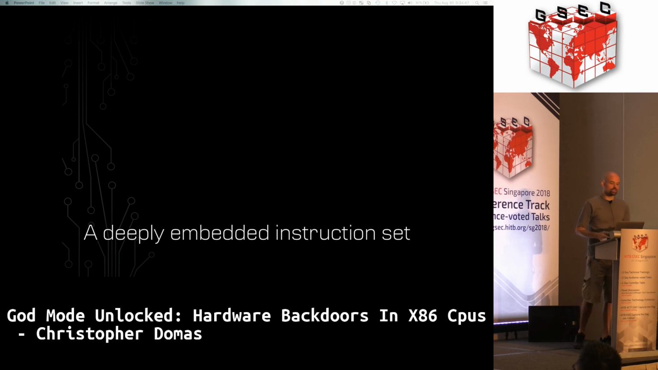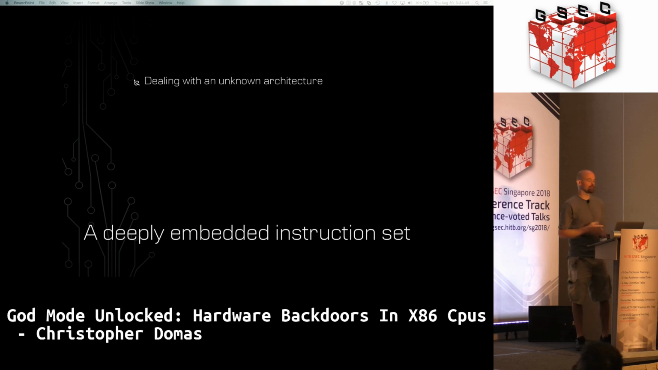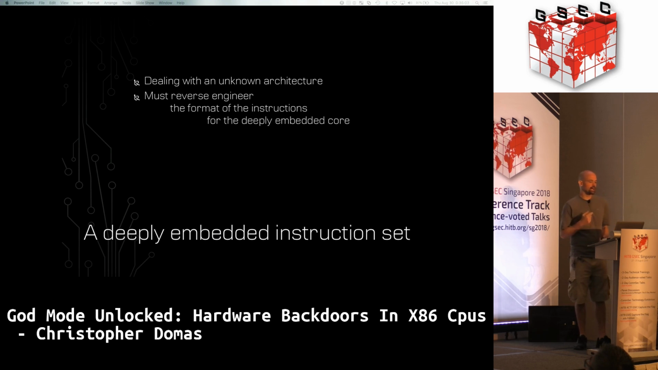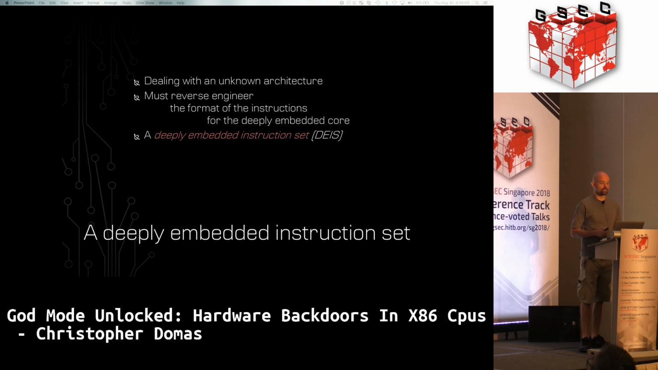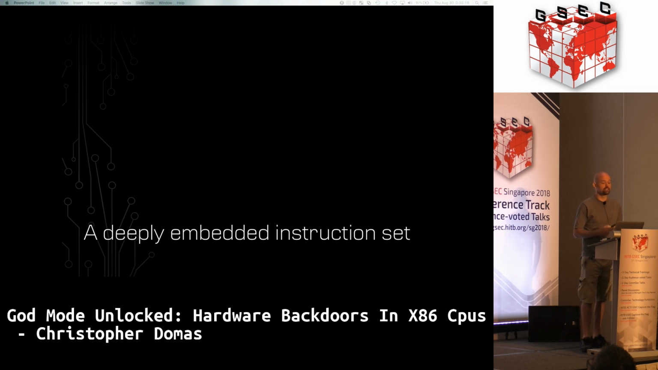So we're sort of in a tough spot at this point. I still think this is probably based off of some known architecture, just modified too much for me to understand it. So we sort of have to approach this now as a black box, as some sort of unknown architecture in this deeply embedded core, which means that we're stuck with the prospect of trying to reverse engineer the format of these deeply embedded core instructions. I spent enough time dealing with this that I gave it its own name. I started calling these instructions the deeply embedded instruction set, or the DICE.